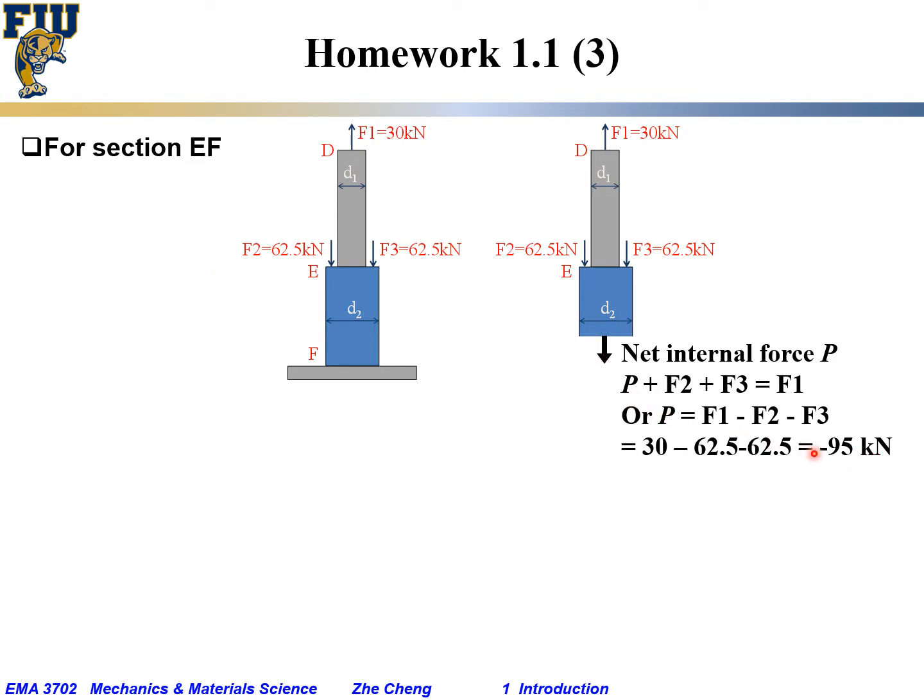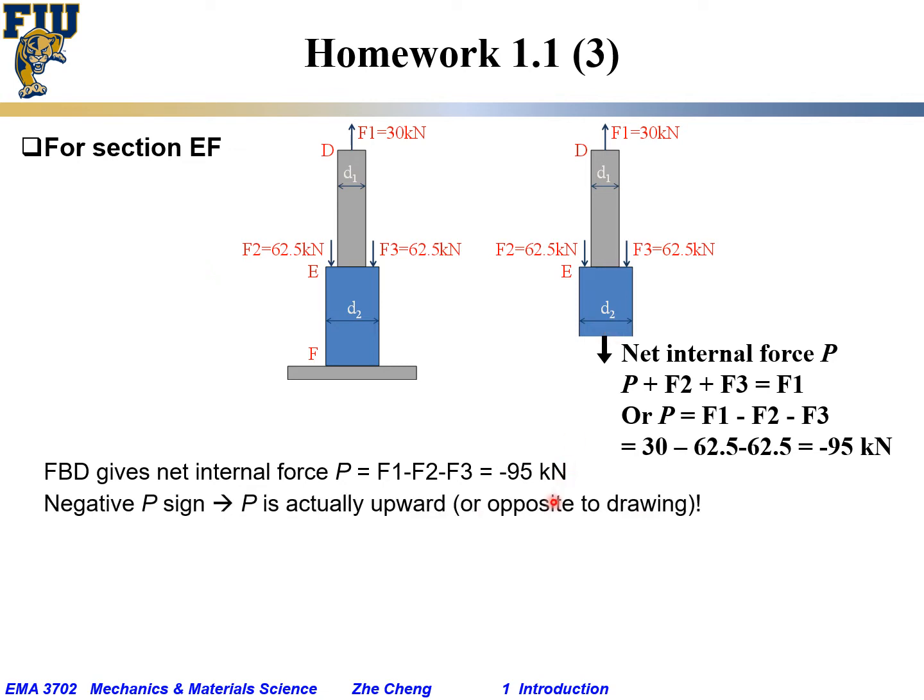So it's a minus sign indicating the actual direction for P is instead of going down, it should go up. And the magnitude is 95 kilonewton. So this is what we said before, based on free body diagram or FBD for the section from the top all the way to where we made the cut, we would be able to get the P minus 95 kilonewton. The minus sign indicates it's opposite in direction to go upward.